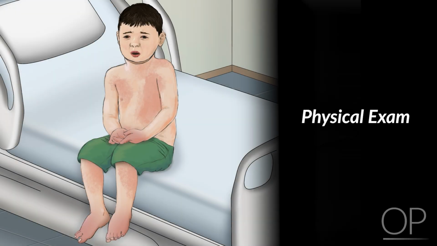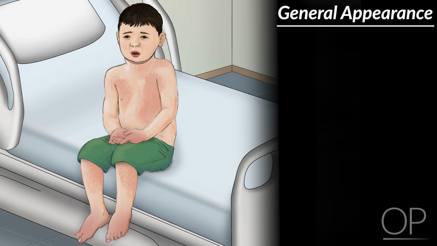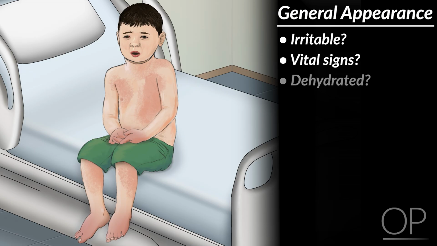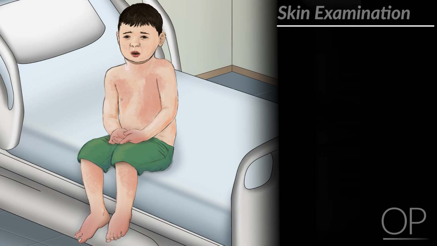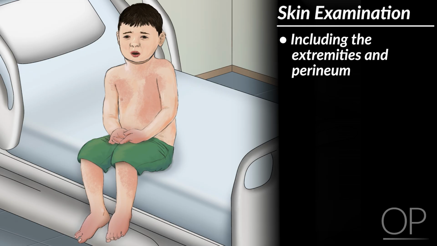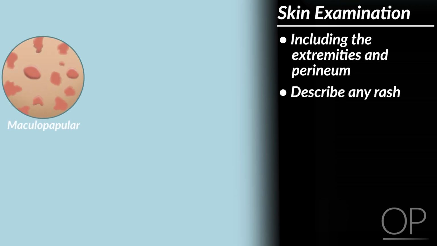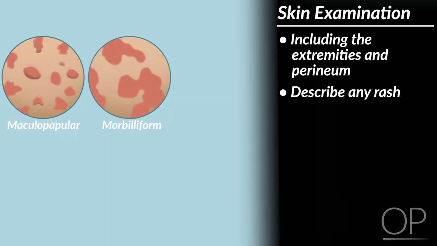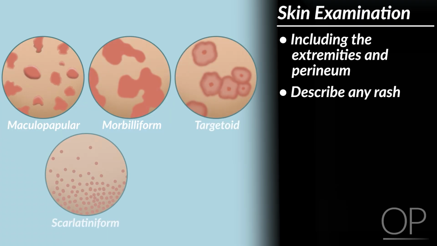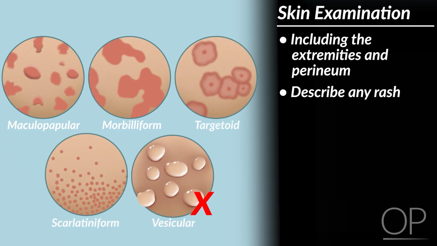Given the wide range of potential clinical findings, a comprehensive physical exam is essential. Assess the general appearance of the child. Is he irritable? What are his vital signs? Does he appear dehydrated? Inspect the skin, including the extremities and the perineum. If a rash is present, describe it. The rash of Kawasaki disease is most commonly maculopapular, but may also be morbilliform, targetoid, or scarlatiniform. It is never vesicular.